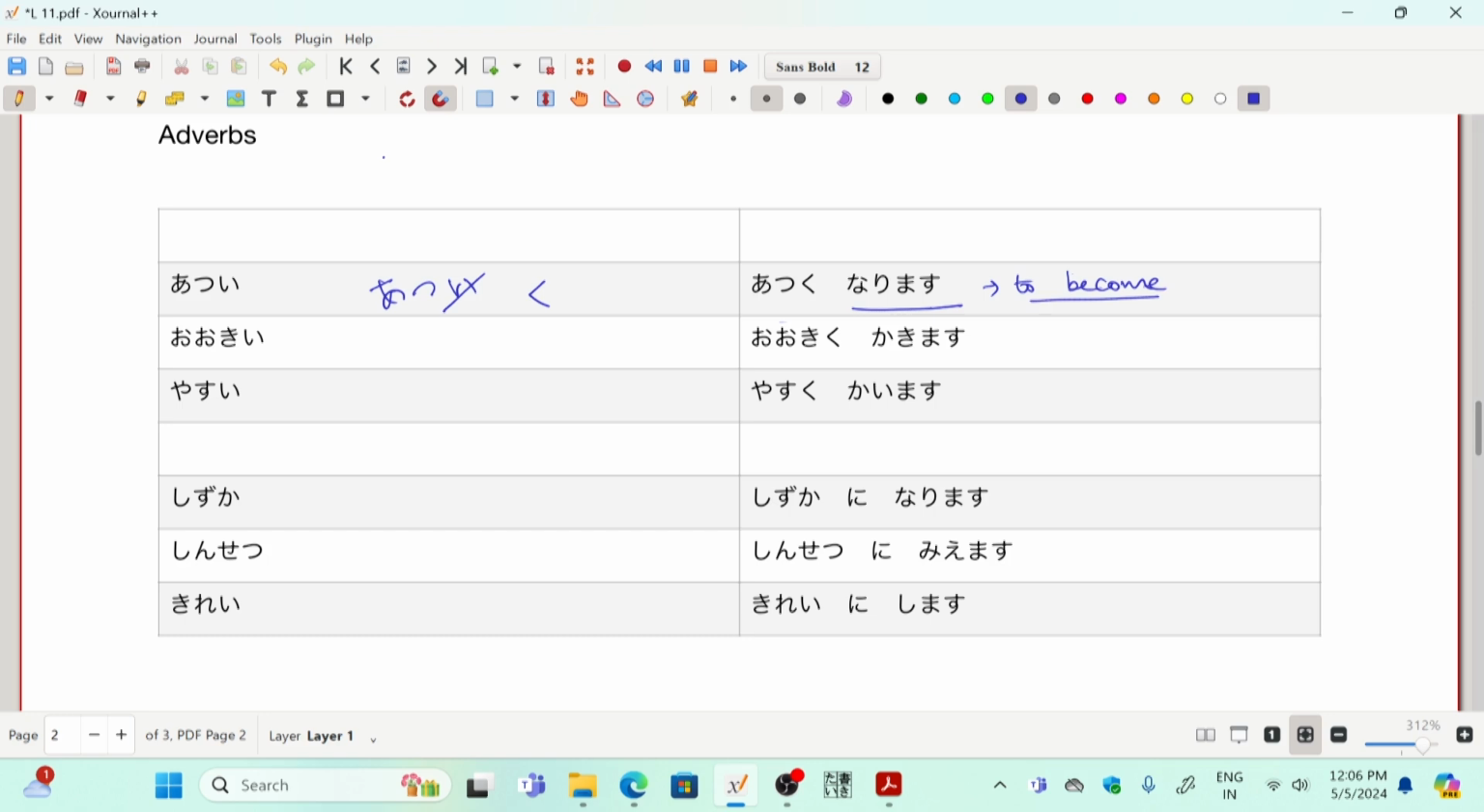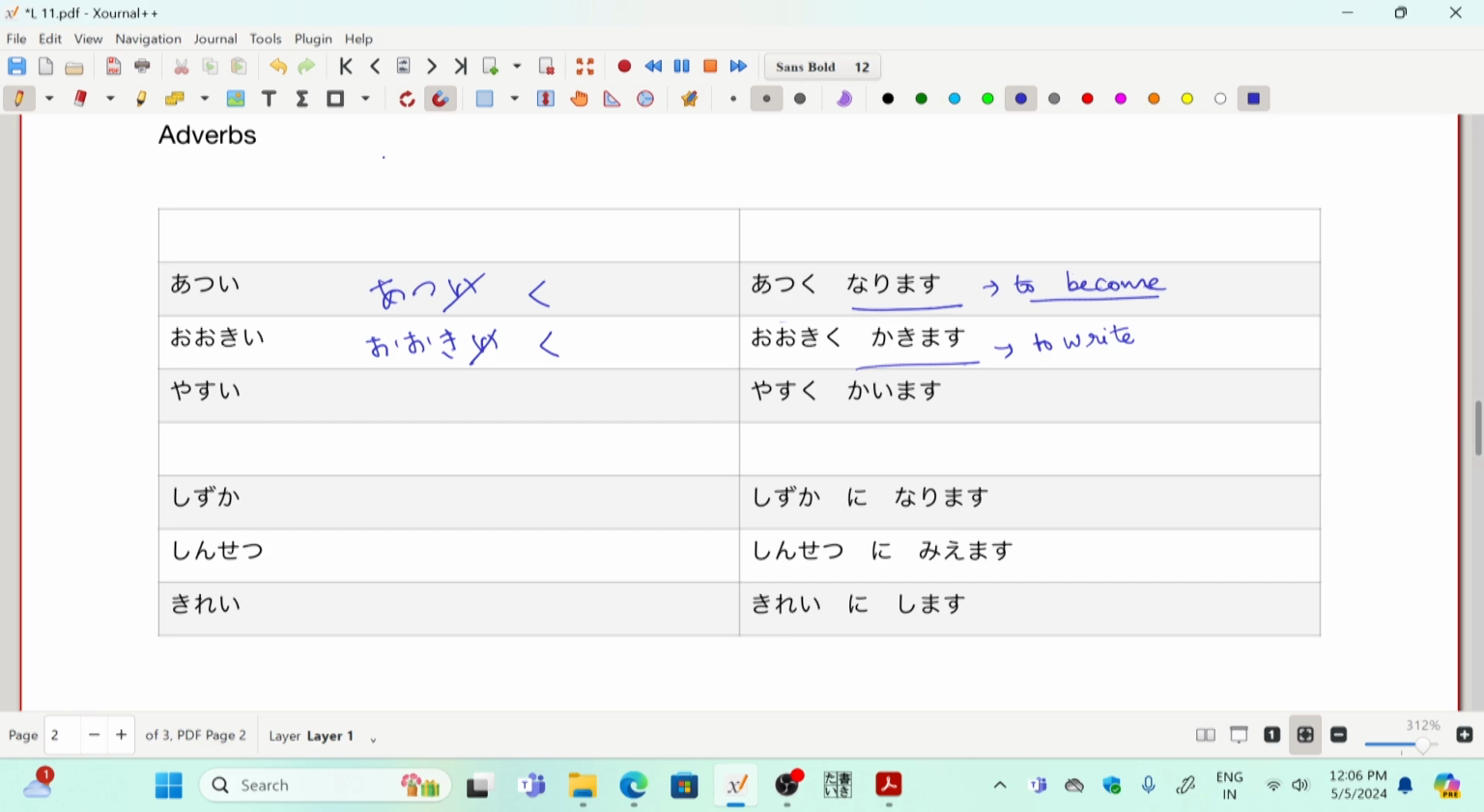Okay, the past tense. Similarly, okiku. Oki, what we have done is we have cut e and added ku. Okiku kakimasu. We write big. Okay, so kakimasu is to write. So please write larger letters or big letters will be okiku kakimasu.